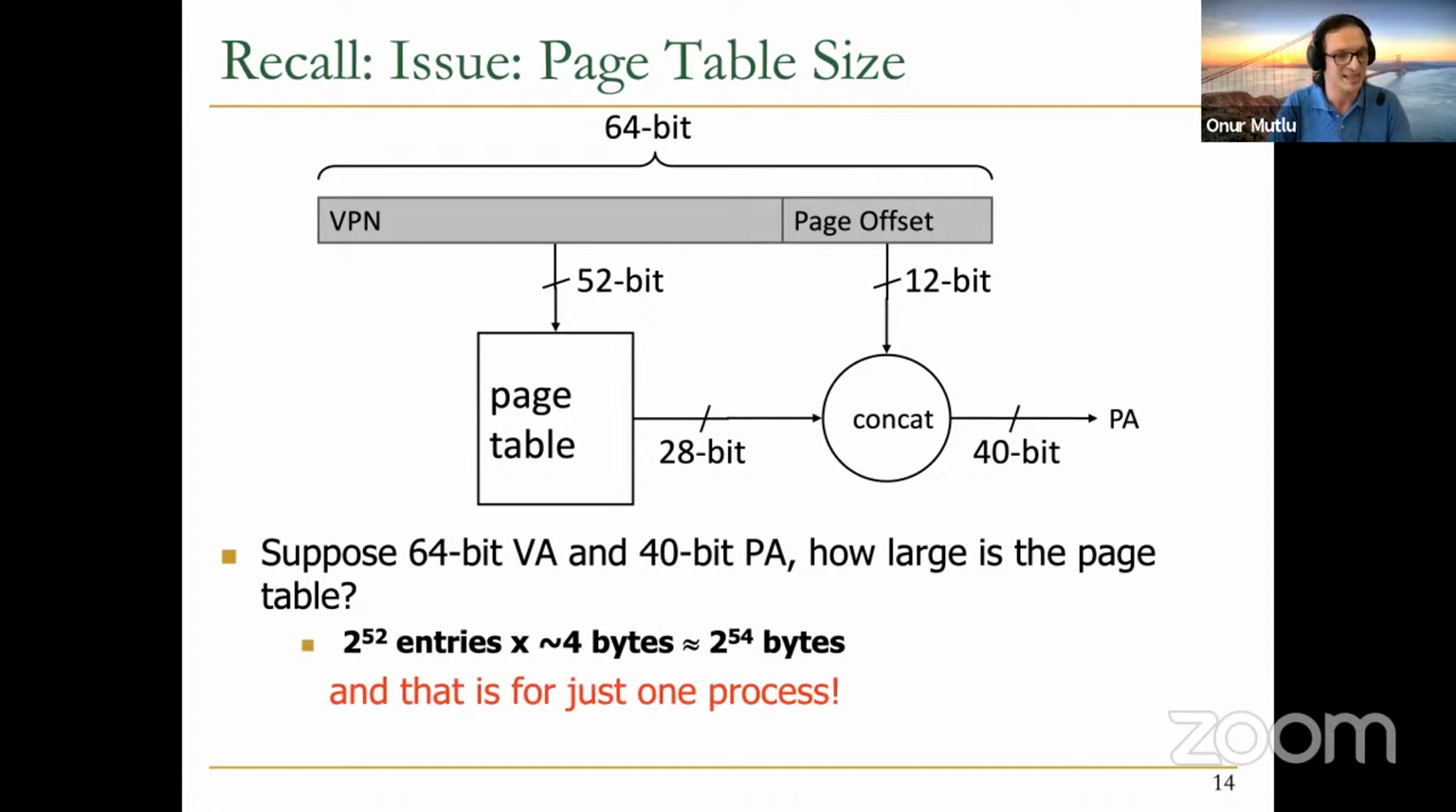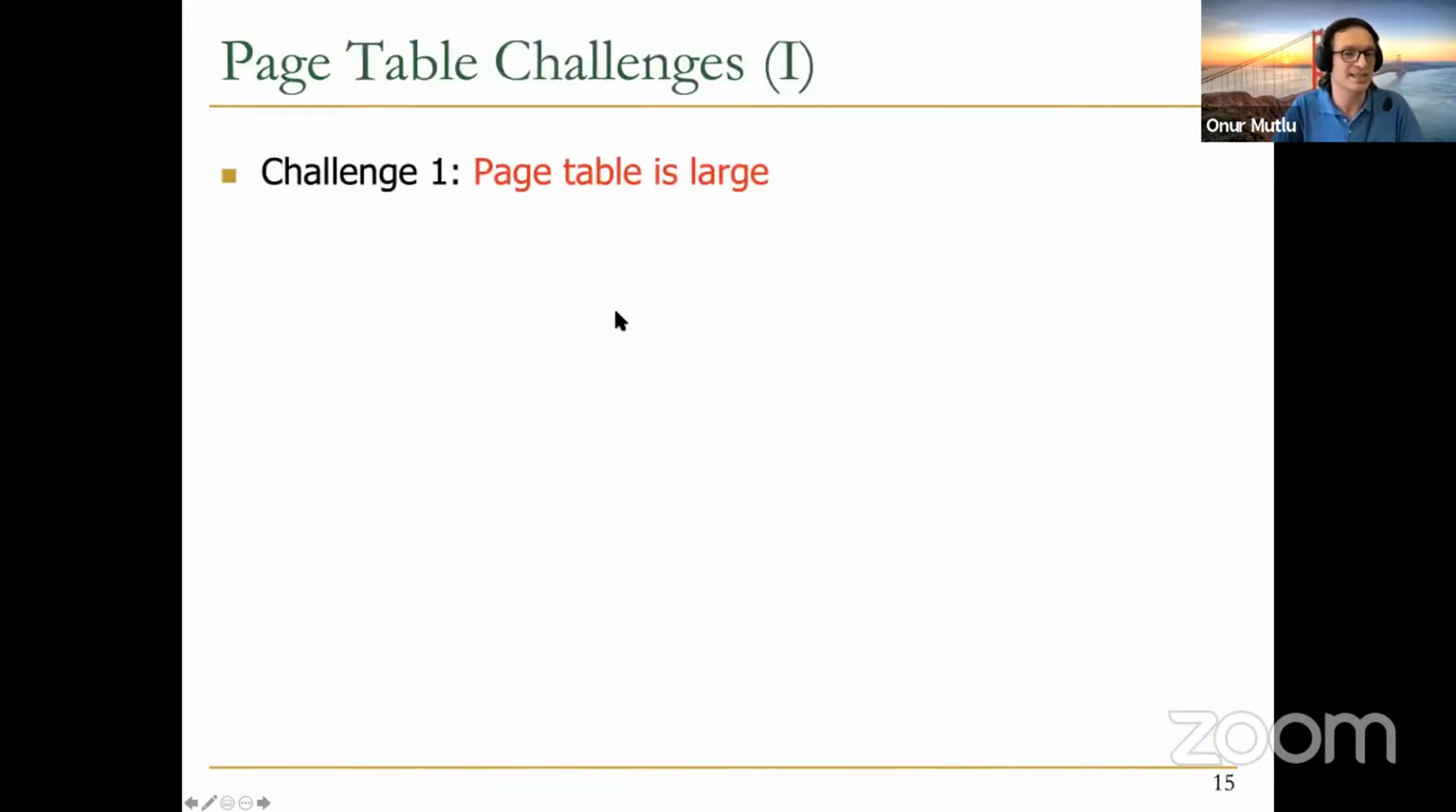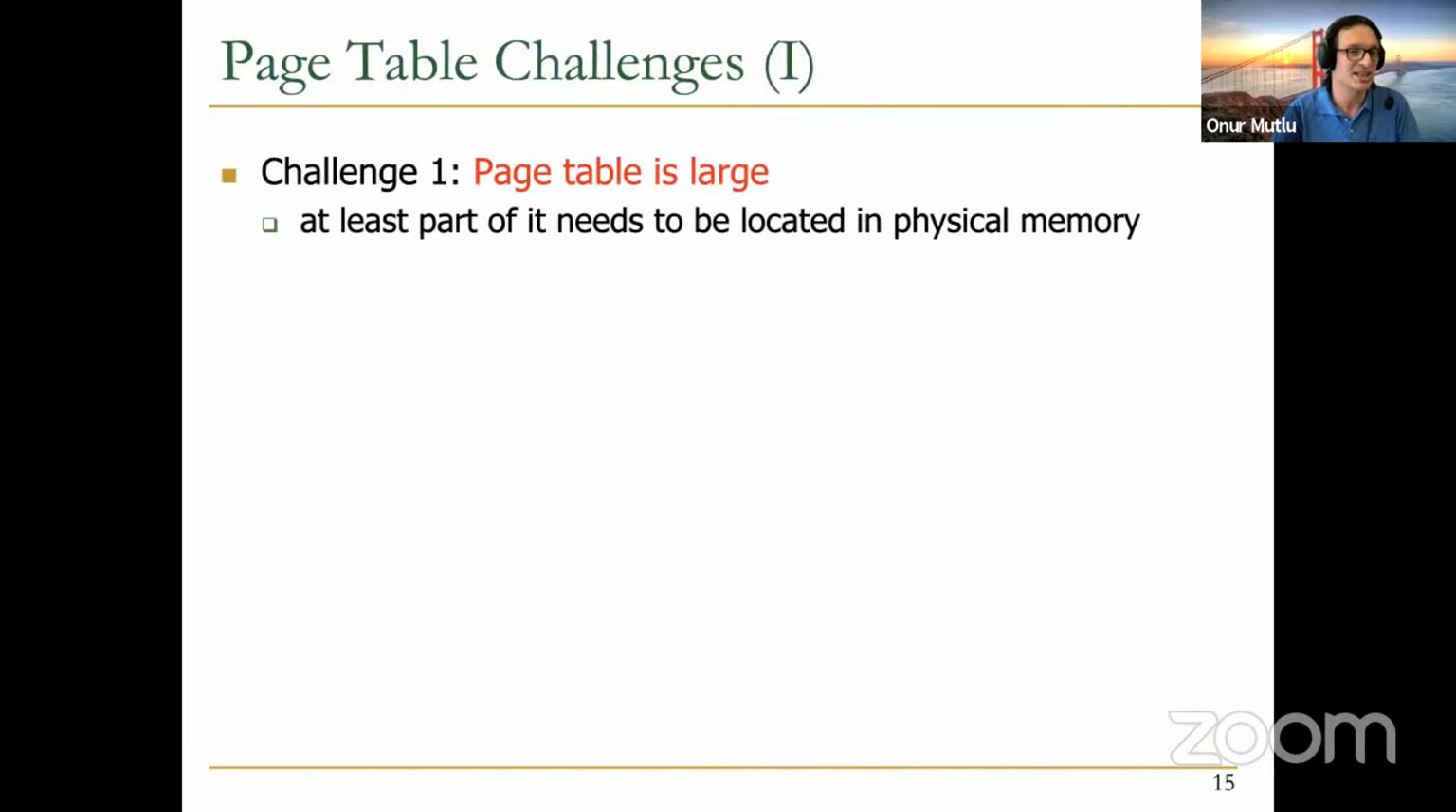As I said, each process has its own page table, and the process may not be using the entire virtual memory space. So even though it has access to 2 to the 64 addresses, it may be using a very small fraction of it. But the way we describe the page table, you still need to store every translation for every virtual page number. So this essentially doesn't work in existing systems.